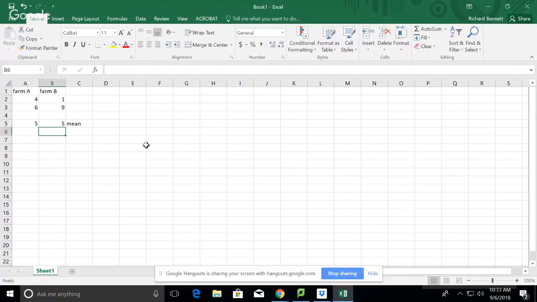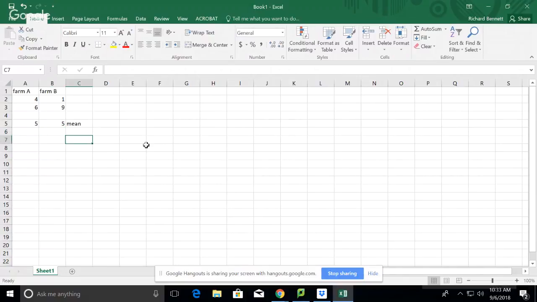Who agrees with that? No? The mean's the same. Olivia, I remember your name. Well, which farm would you like to buy? I would go to farm A just because they're more of a similar size. Yeah, they're more of a similar size, right? That's great.